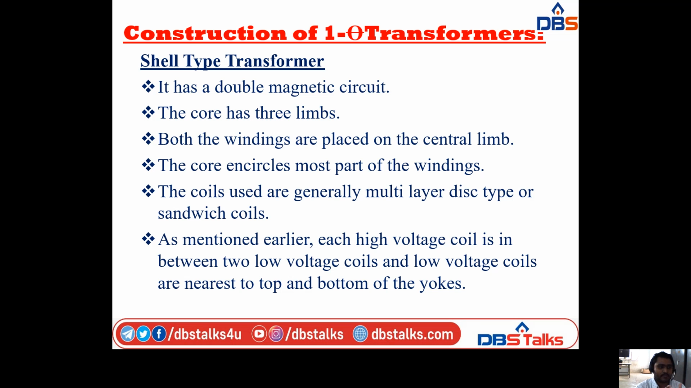Here both the windings are placed on the central limb. In the core type, the windings enclose the core, but in the shell type, the core encloses most of the winding. The coils used are generally multi-layer disc type or sandwich coils.